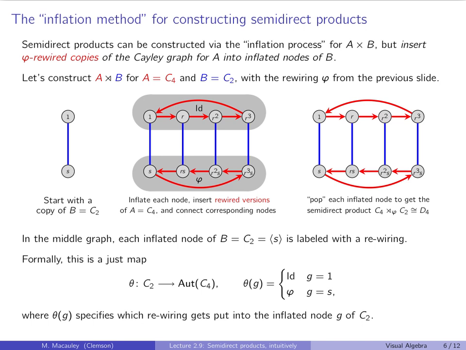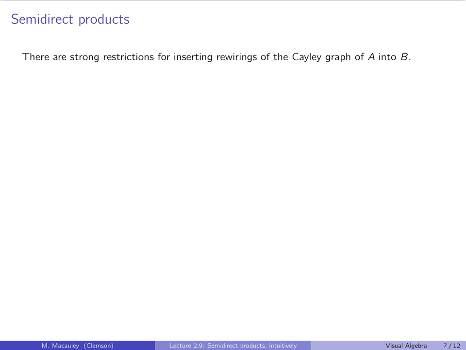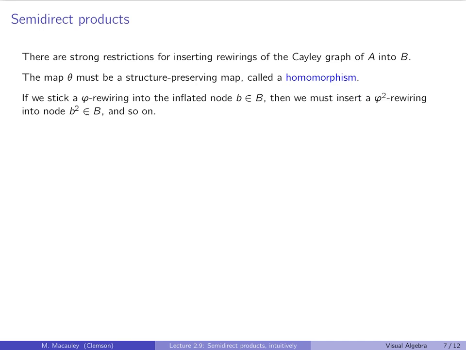So going forward, I will replace this phi with a theta that describes this map, this labeling for every node. Now, there are strong restrictions for inserting rewirings of the Cayley graph of A into B. We can't just do it arbitrarily. The map theta must be a structure-preserving map called a homomorphism between groups. Now, that's the topic of chapter 4, so I won't define it here. But all you need to know in this chapter is that it satisfies the following condition.